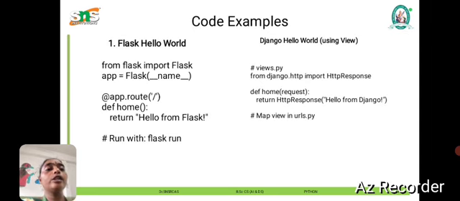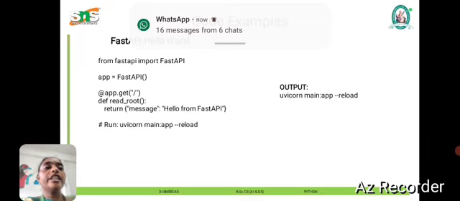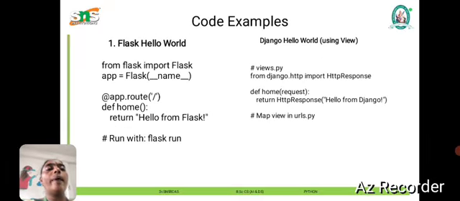This is a sample hello program in Flask, Django and FastAPI. The first step is to import all packages and specify the function, declaring the display message inside it.